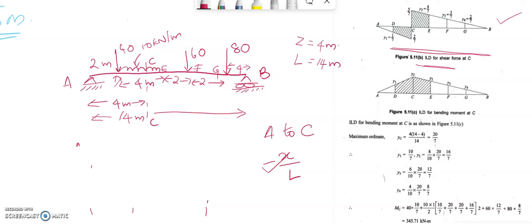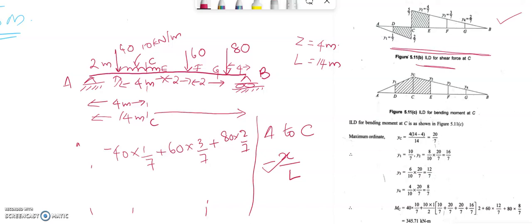So shear force at section C will be minus 40 into 1 by 7. Okay. Then the other point loads are plus 60 into 3 by 7 plus 80 into 2 by 7.